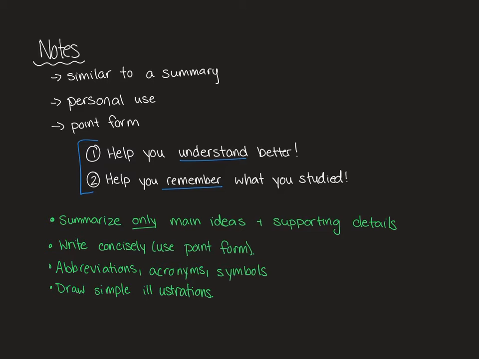Four key components to taking notes are to summarize only the main ideas and supporting details, and to write concisely, so you could use point form. I know some people, when they're taking notes, will only use 3 words for each sentence that they're trying to take notes on. You can use abbreviations, acronyms, or symbols. So you could shorten the word, you could just use initials, like when I write GC for Google Classroom or FG for Fresh Grade. You could use symbols like with, therefore, and, because. And you can also draw simple illustrations if you think that they will help you.